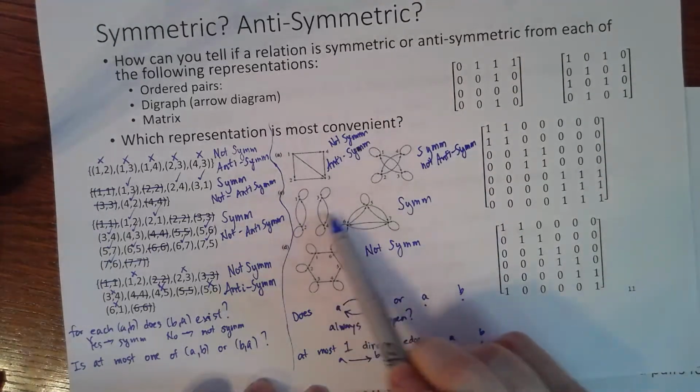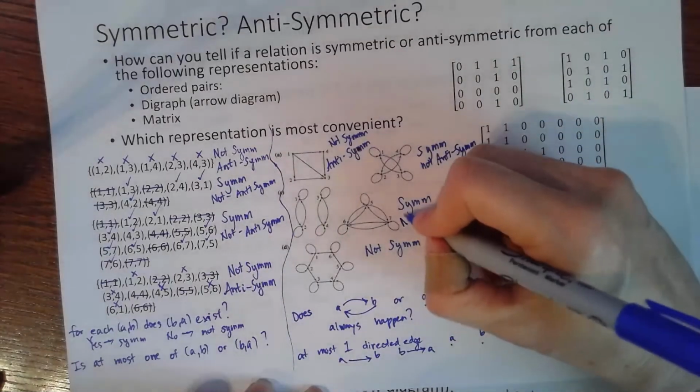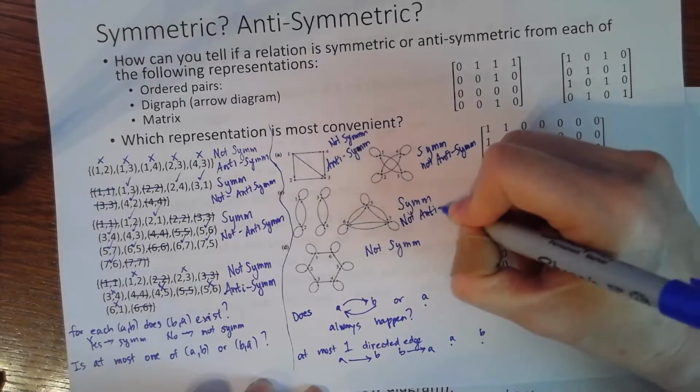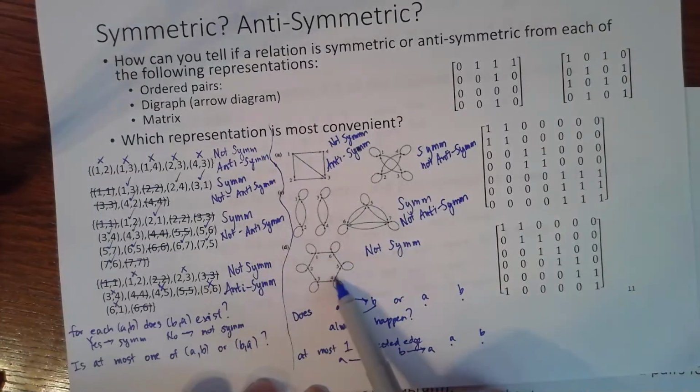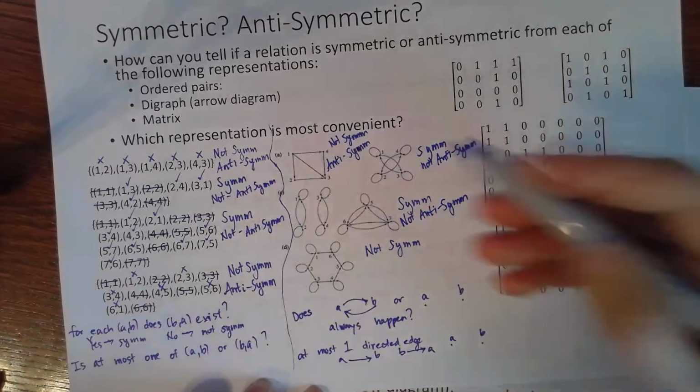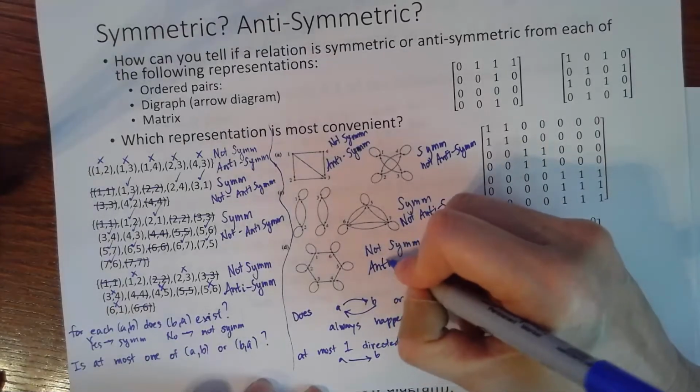Okay, here I see all these doubles. This one's not antisymmetric. Okay, here they never double up. They're always one directional. So this one is antisymmetric.